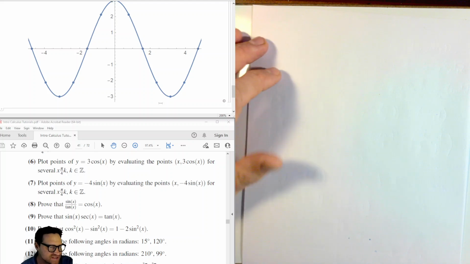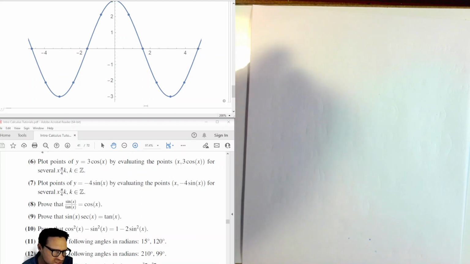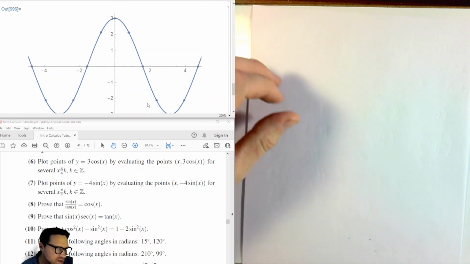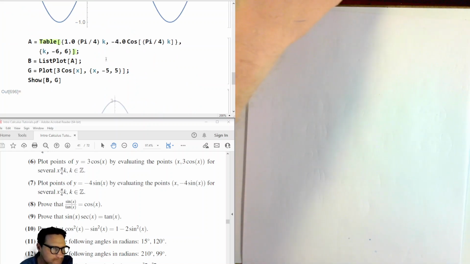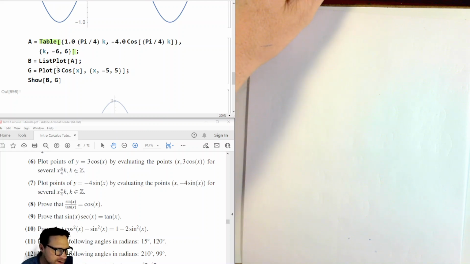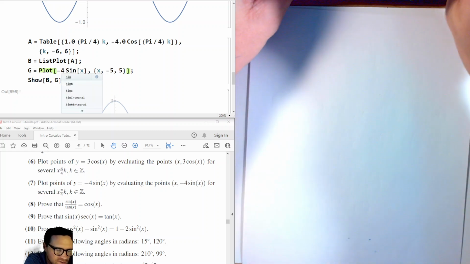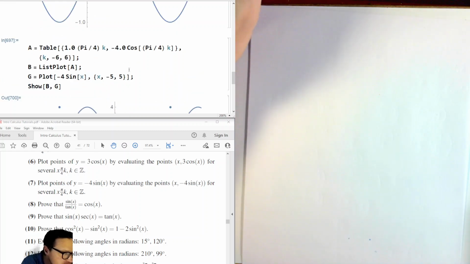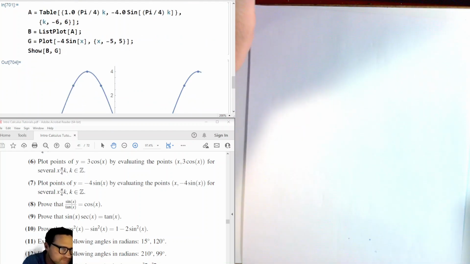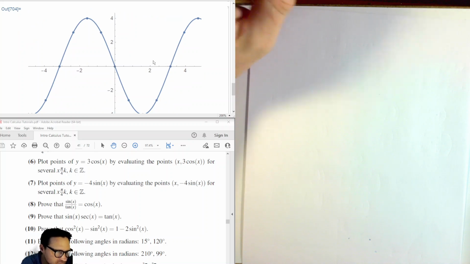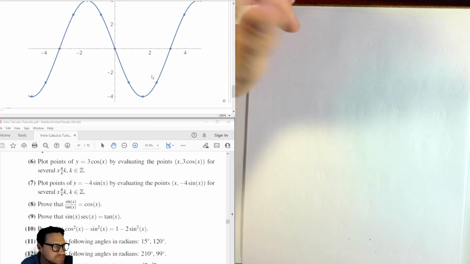Okay, let's move on to question 7. Plot the points of y equals -4 sine x in the same way. Okay, so let's just do that. We'll put in a -4 here, and then I will change this to -4 sine of x. Aha, I didn't change that cos to a sine. Okay, let's do that. So there we go. So this is a plot of -4 sine of x, done in the same way.